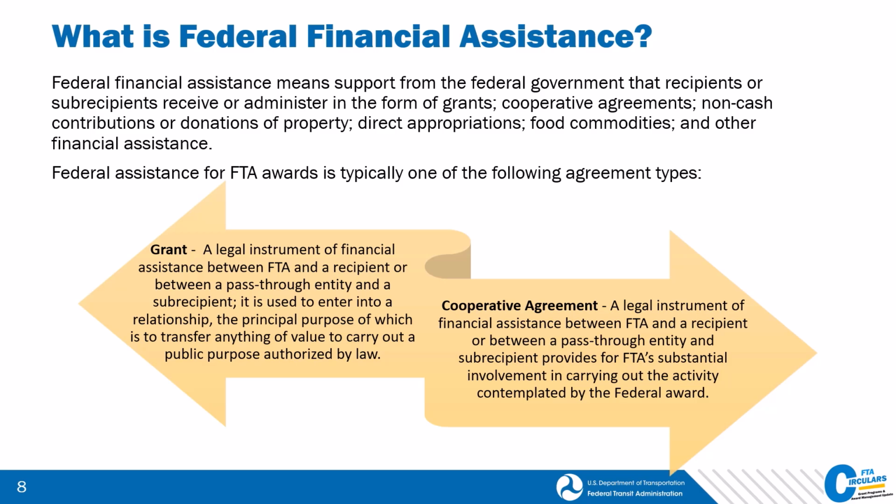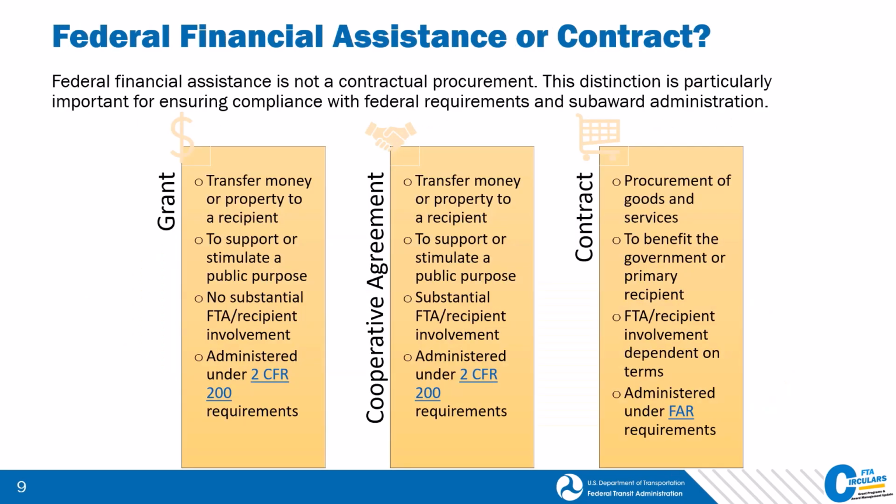Both of these are legal instruments that create a relationship by transferring something of value to carry out a public purpose authorized by law. But the primary difference between a grant and a cooperative agreement is the level of governmental participation. And under a cooperative agreement, there is substantial government participation.